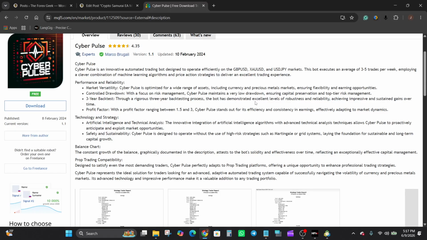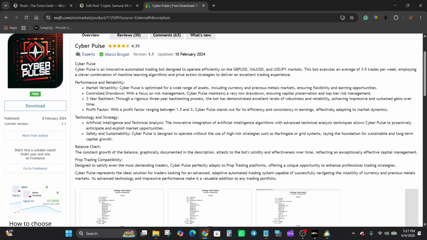Another key point highlighted here is risk control. The EA is described as maintaining low drawdown with a focus on capital preservation. It's also explicitly mentioned that it does not use high risk methods like martingale or grid systems, which is an important detail for understanding its risk structure.